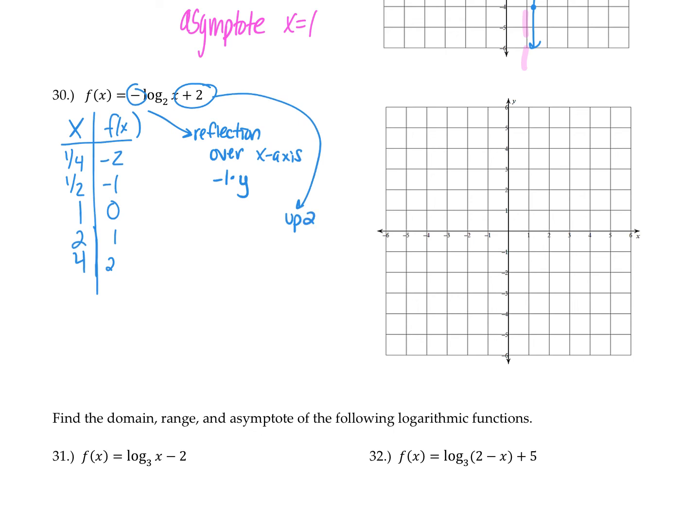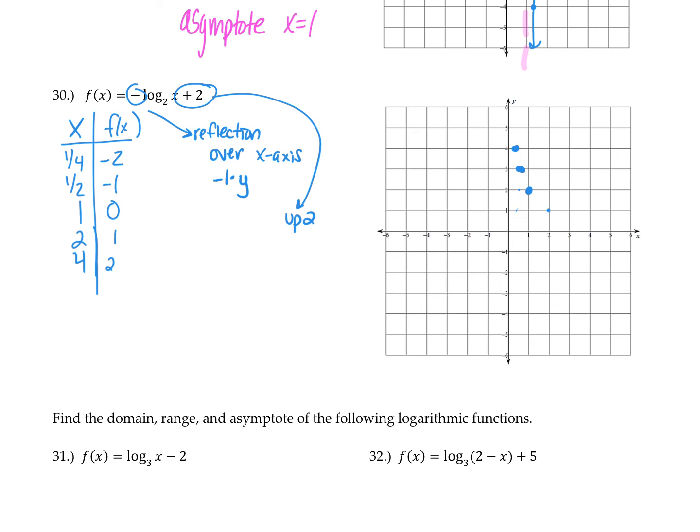So first I'm going to reflect them over the x-axis. So if I'm at (1/4, -2), if I reflect that over the x-axis, I'm going to end up at (1/4, +2), and then I'm going to go up 2 from there. So my final point will start right there. (1/2, -1), reflect, ends up here, and then up 2 would put me right here. (1, 0), reflected, well, it's on the axis, so I can't reflect it, but I can go up 2, so it would be right there.